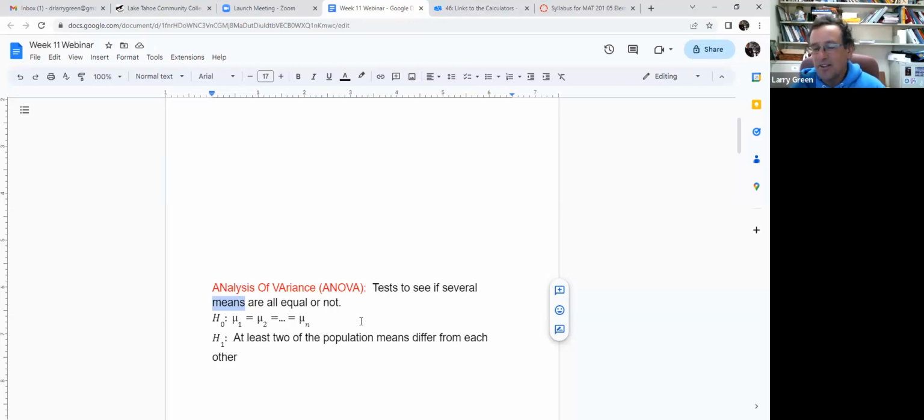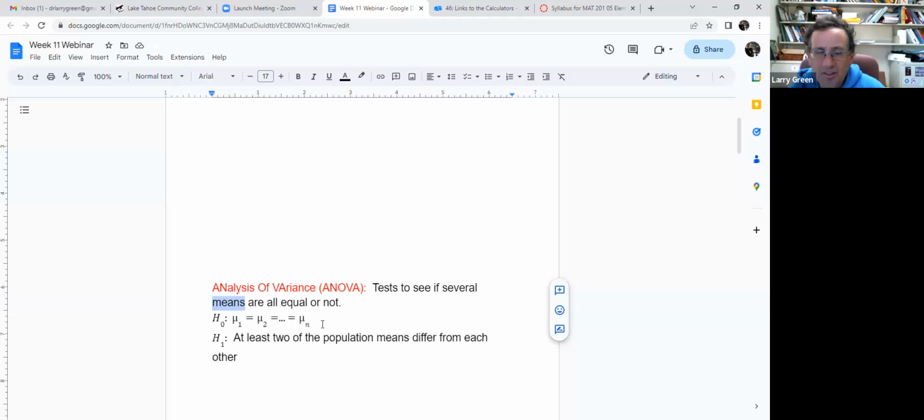Remember when you had a difference between 2 means, the null hypothesis was mu1 equals mu2, right? Sometimes you'd put letters below it like mu boys equals mu girls, or mu online equals mu face-to-face, but you just have 2. With ANOVA, you could have many. So the way I write it is mu1 equals mu2 equals ... equals mu(n). So if there were 4 of them, you'd have mu1 equals mu2 equals mu3 equals mu4.